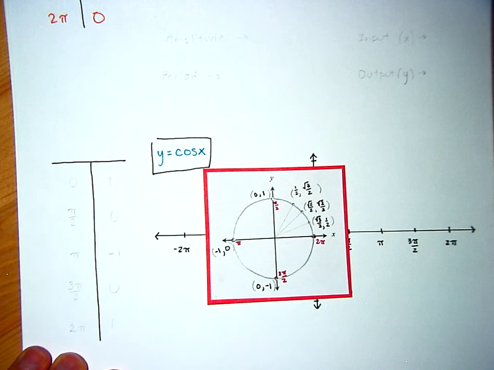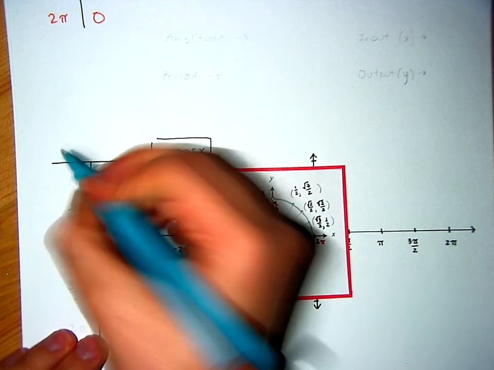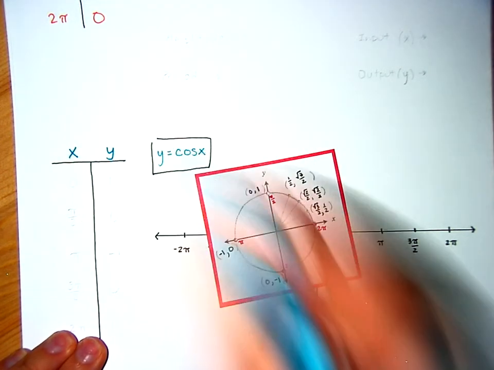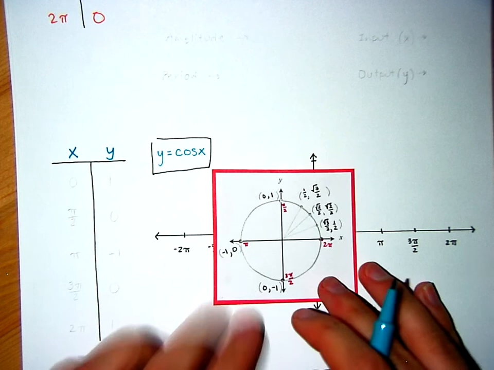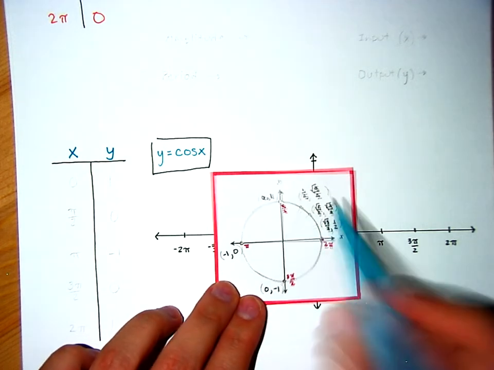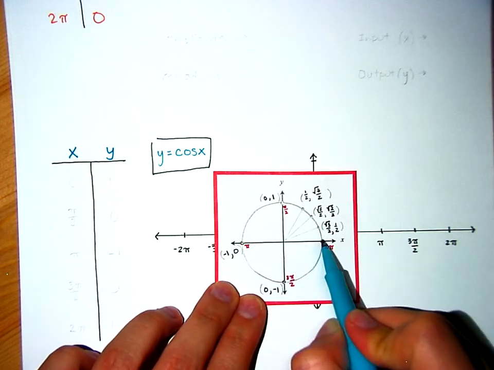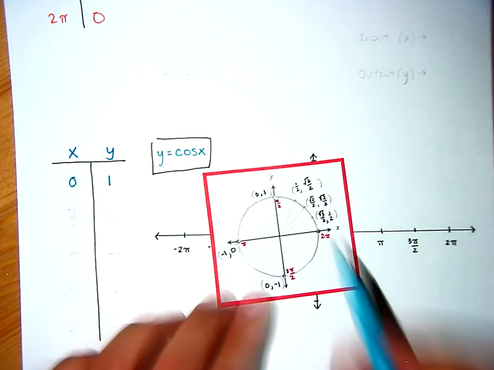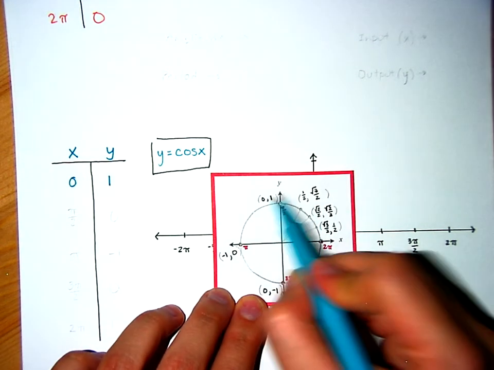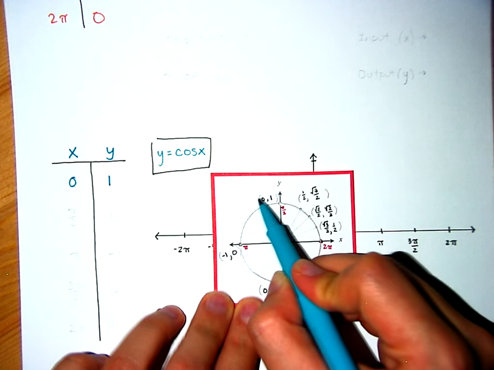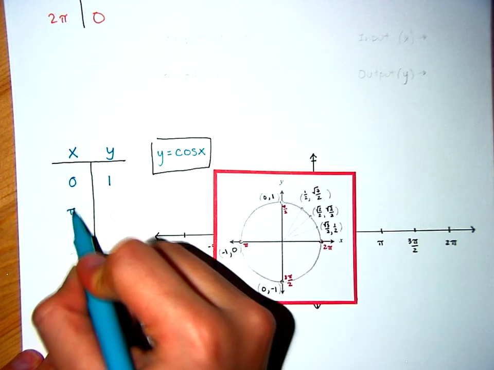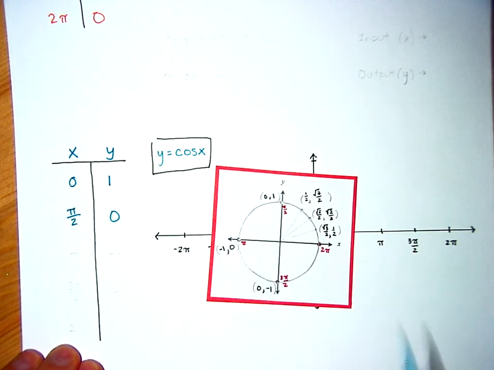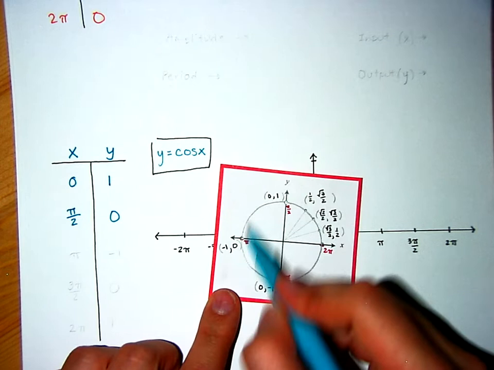Okay, so for our cosine, we've got our x and y, our inputs and outputs. And again, we're going to take a look at this unit circle. All right, so for 0 degrees right here, our cosine would be 1. We went over 1. So 0 and 1. Pi over 2, our x value, or our cosine, is 0. So for 90 degrees, it's 0. Then we come down to pi.